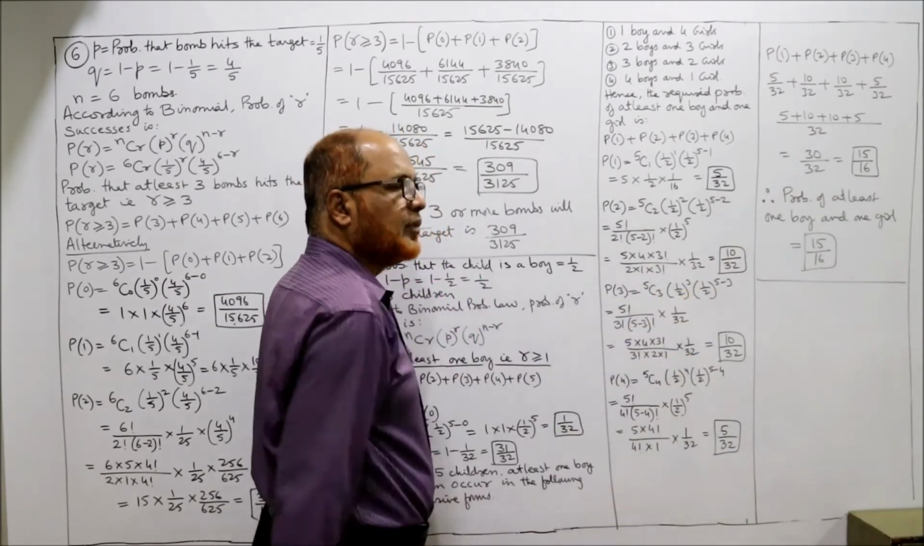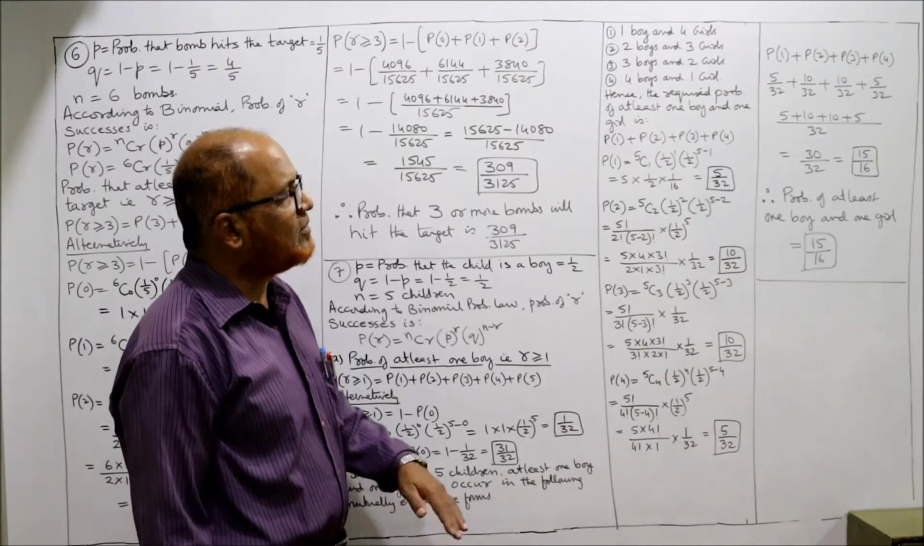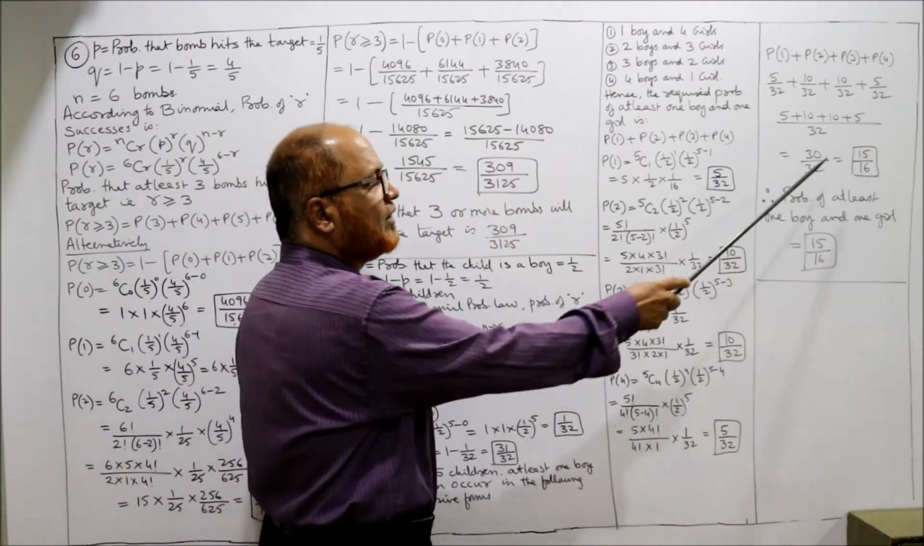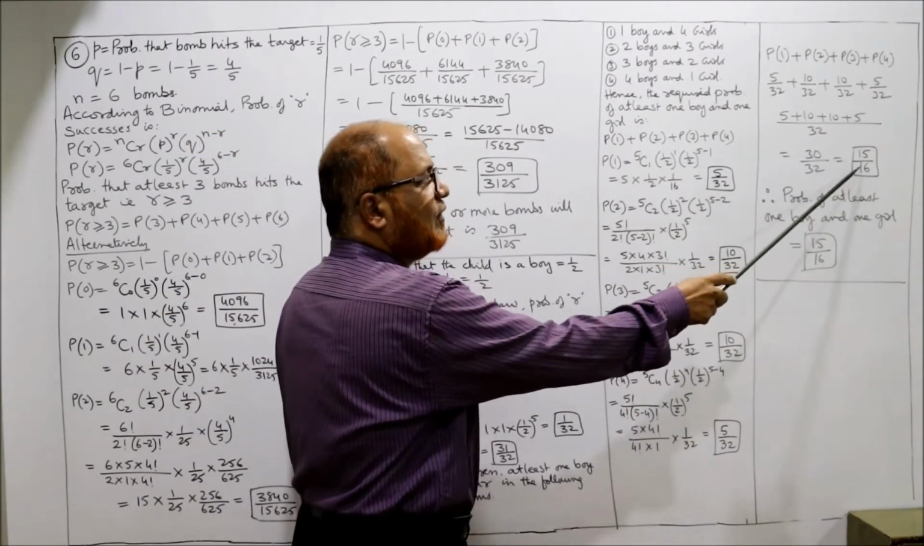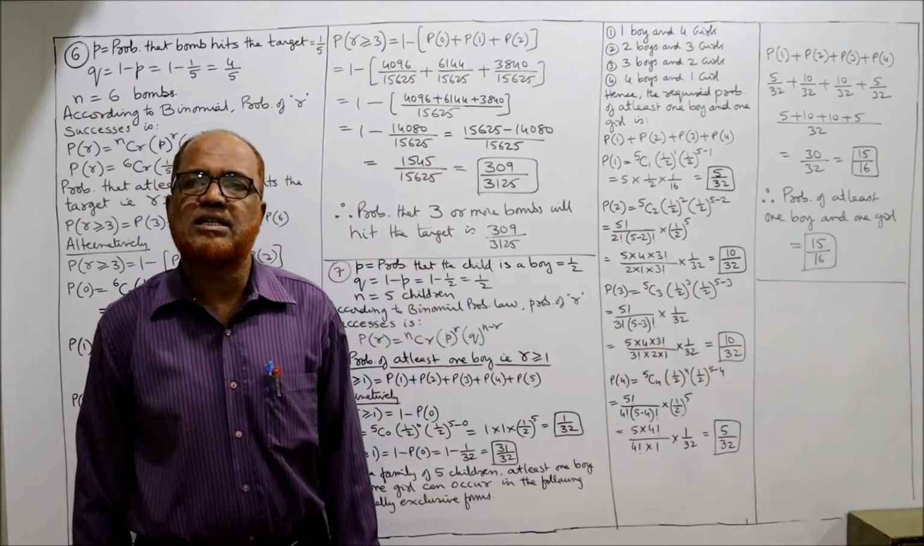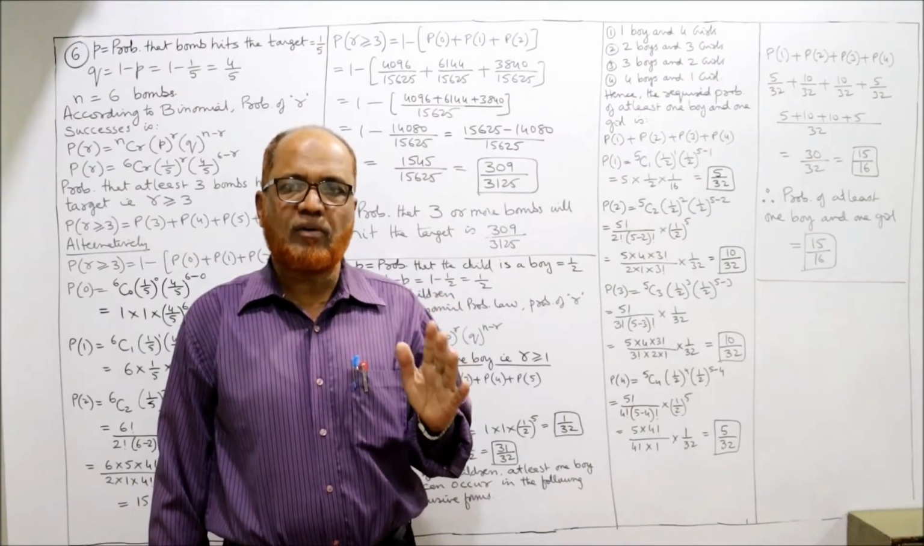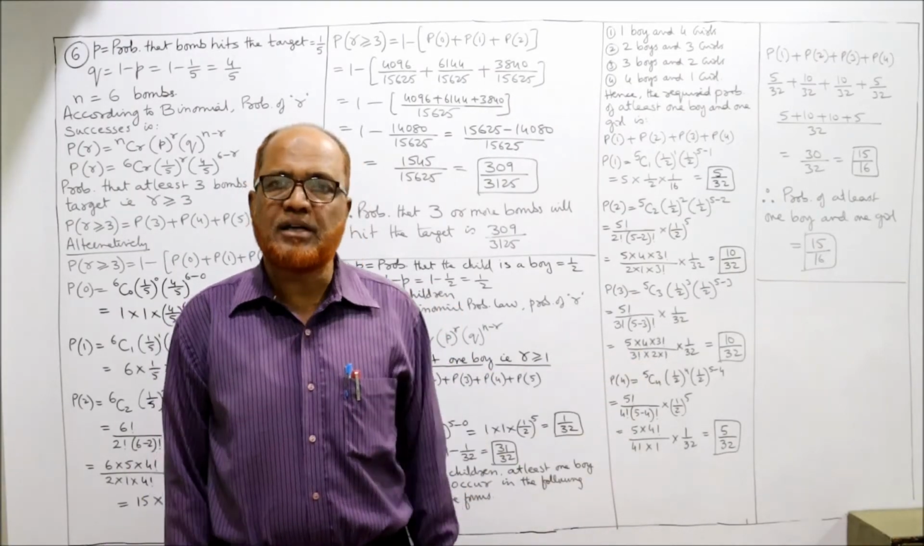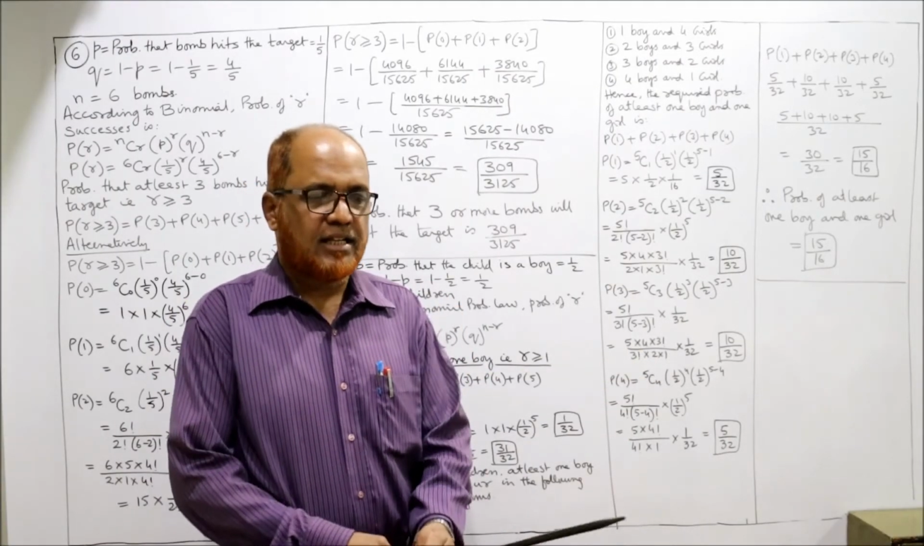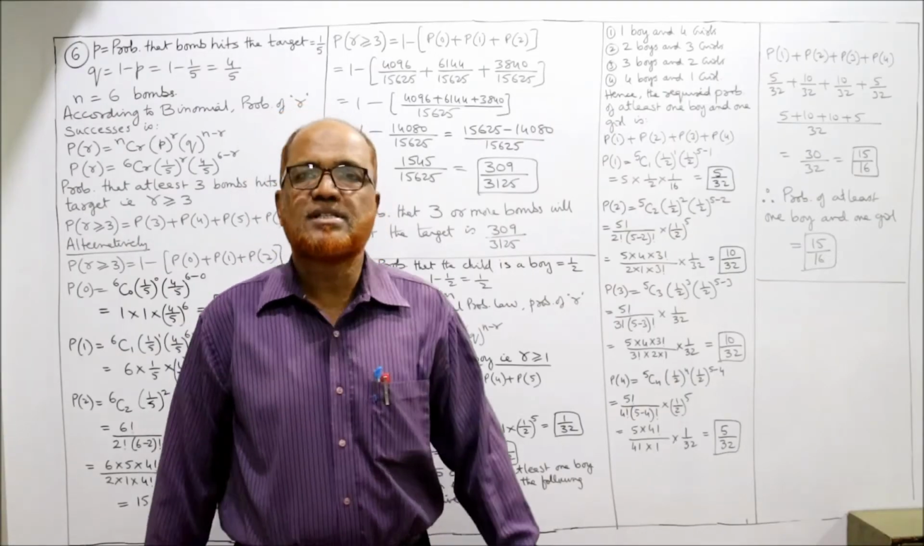30 by 32. It will be divisible by 2. 2 15 times, 2 16 times. So 15 by 16 is the probability of at least one boy, one girl. At least one boy, one girl, the probability is 15 by 16. That's it. This is the problem number 7.